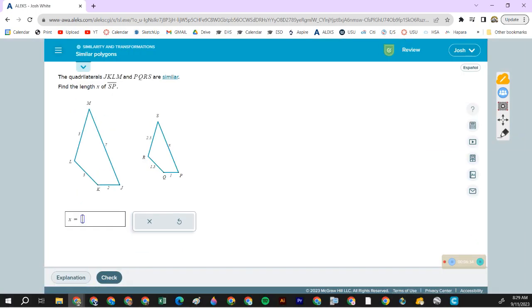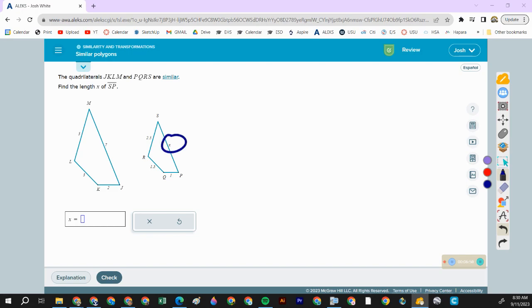So the same is true of quadrilaterals. So it tells us that those two quadrilaterals are similar. Find the length of SP.